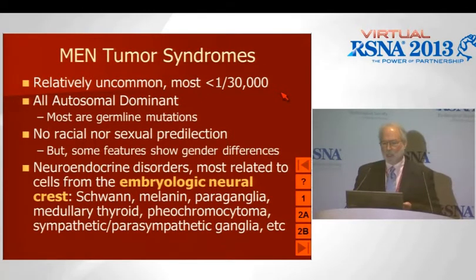And there was a term that we used 30 years ago: neurocristopathy. We used to talk about the phakomatoses and these MEN syndromes as being neurocristopathies. And we've kind of lost that term. But all of the cells that become abnormal in these disorders are actually related to the embryologic neural crest.